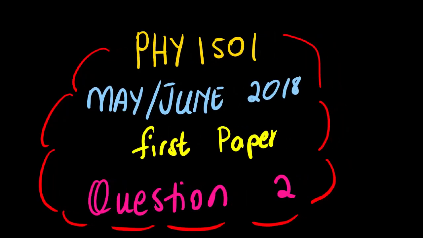In this lesson video, we are going to look at Physics 1501, that is elementary mechanics. We are going to focus on the May-June 2018 question paper. Remember, we had two papers, the first and second paper. For this lesson video, we are going to look at the first paper and then we are going to focus on question 2. Let us start.